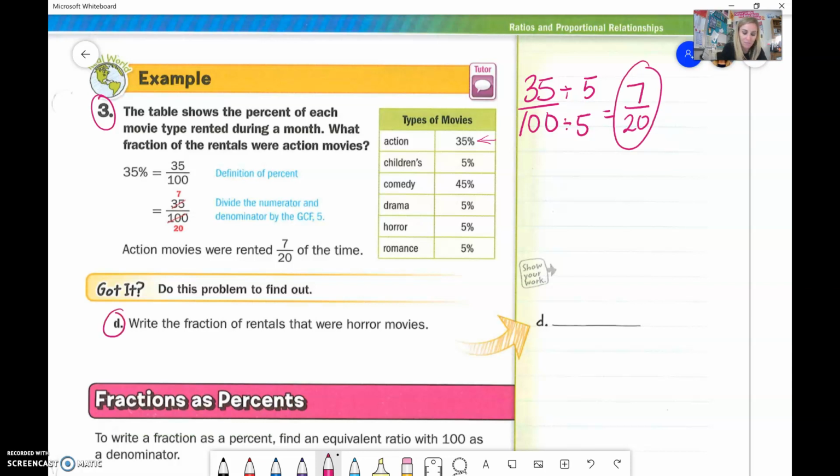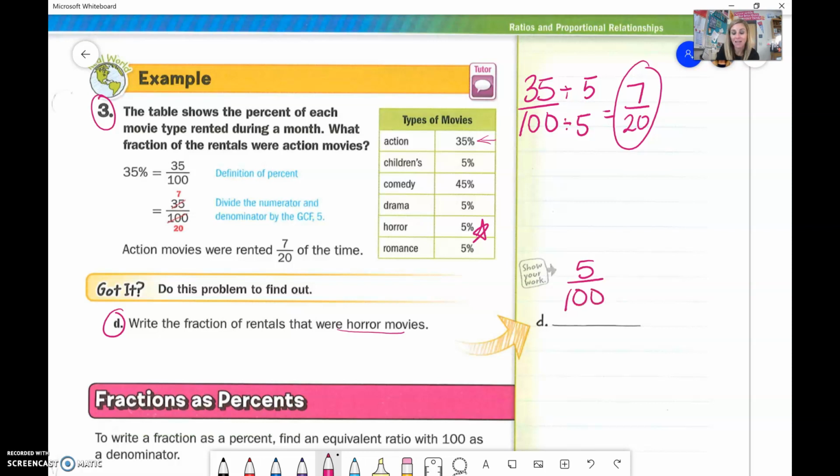Now, let's take a look at what B says. B says, write the fraction as rentals that were horror movies. So you're going to see that it was 5%. So let's write it as a fraction. 5% means out of 100.